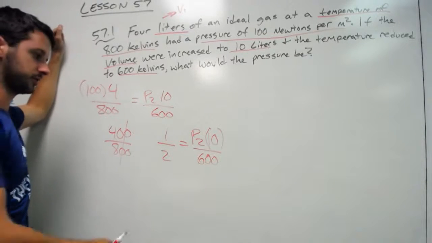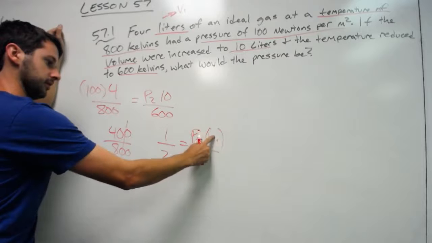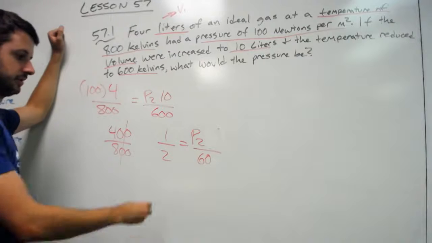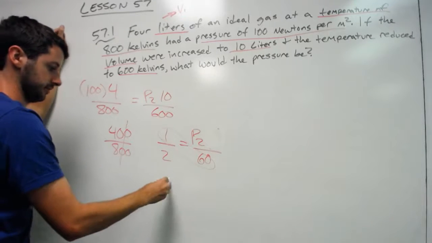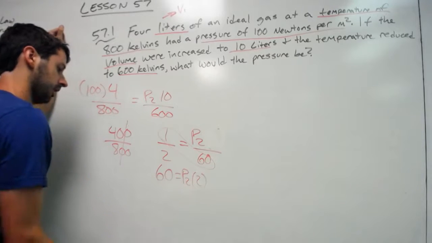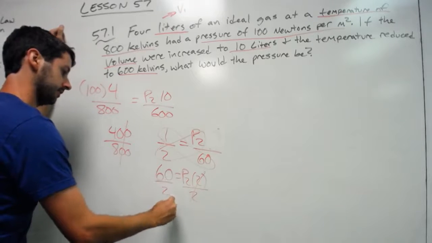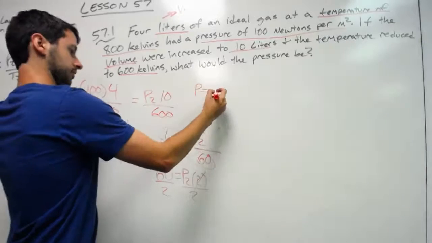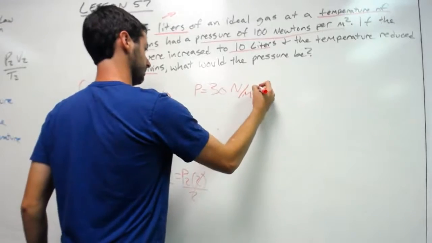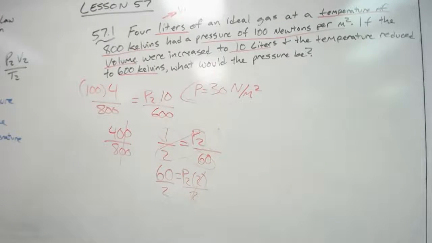You could reduce a 0 here and there, so that would eliminate that, and then you'd be left with this to cross multiply. 60 equals P2 times 2. Divide by 2 to get P2 by itself. So the pressure equals 30, and then our measurement for pressure was newtons per meter squared. And that would be how you do ideal gas laws.